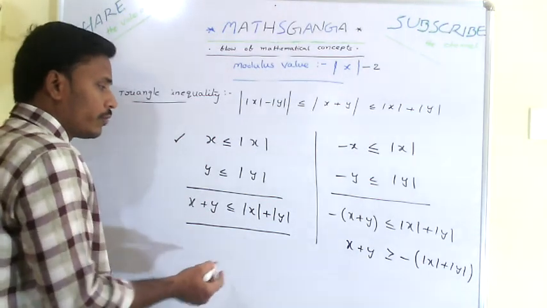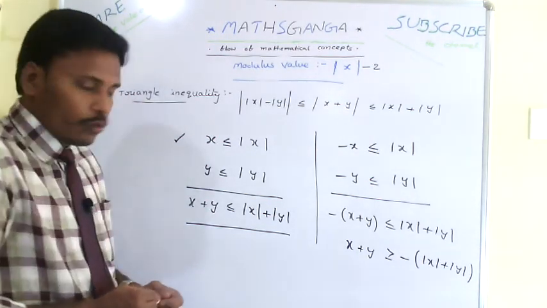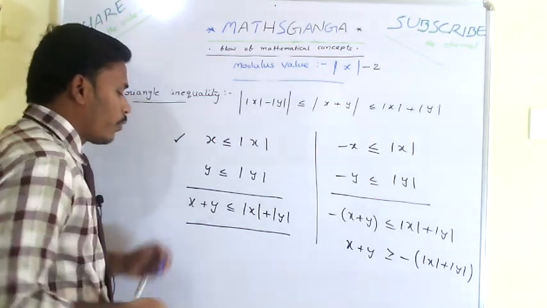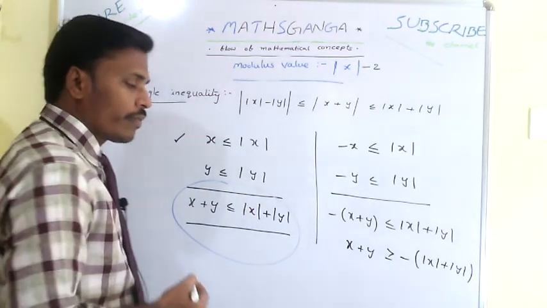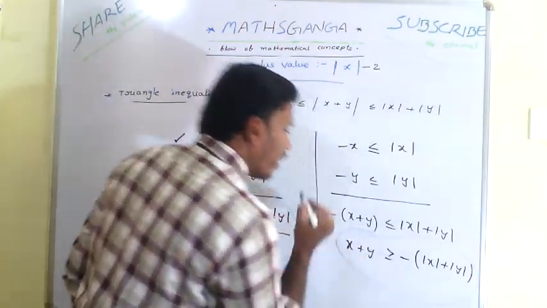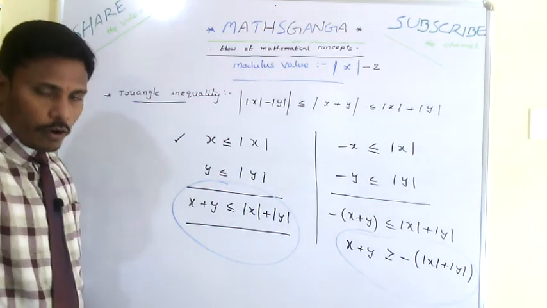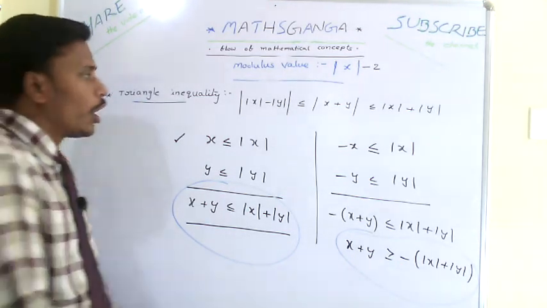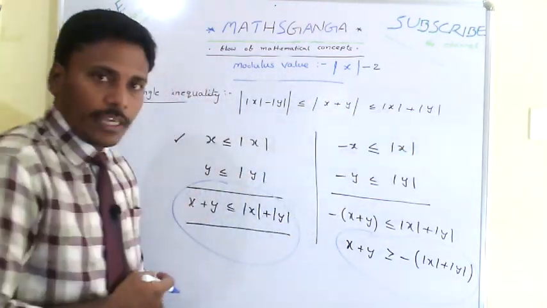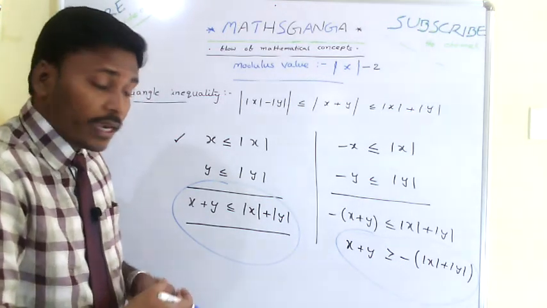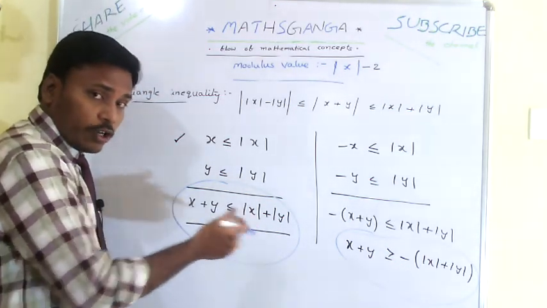Now, if you observe these two, what are those two? X plus y is less than or equal to mod x plus mod y, whereas x plus y is greater than or equal to minus of mod x plus mod y. By combining these two, you will get the second part of the triangle inequality. How will you get the second part? By combining these two. Just look here.